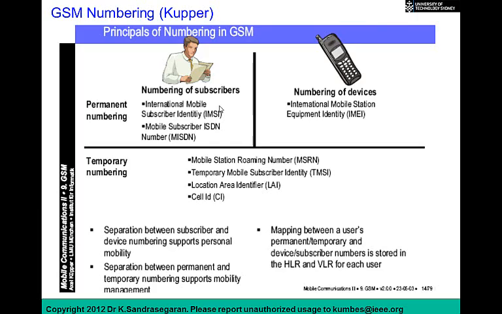Now, apart from permanent numbers, we also have temporary numbers. So we have numbers like TMSI, Temporary Mobile Subscriber Identity, MSRN, Mobile Station Roaming Number, and the Location Area Identifier, which identifies the current location area where a mobile is located. Within that location area identifier you also have a cell ID, which identifies a particular cell. So a location area refers to a group of cells, and a cell ID refers to a particular cell within a location area.